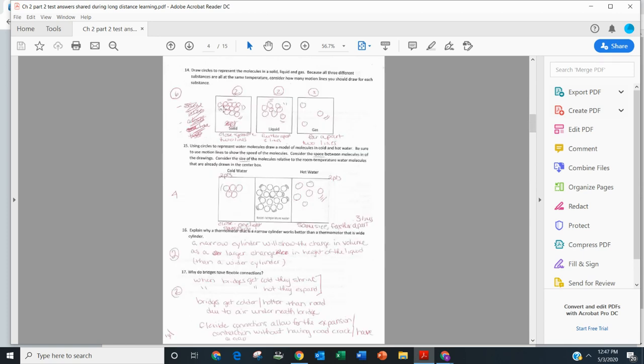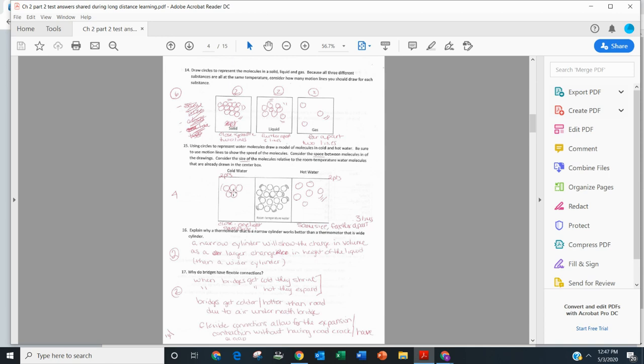14, there were definitely some issues with the lines here. So circles to represent molecules in solid, liquid, and gas, because all three are the same temperature. Consider how many motion lines you should draw for each substance. They all should have the same number of lines. So that was the biggest mistake here. And as far as the spacing, that was pretty good.